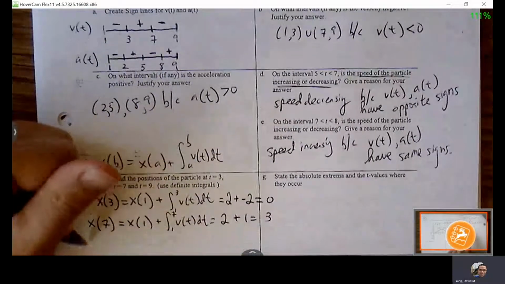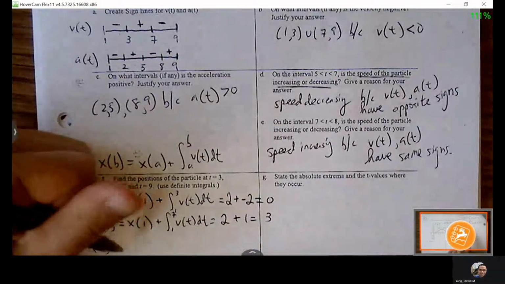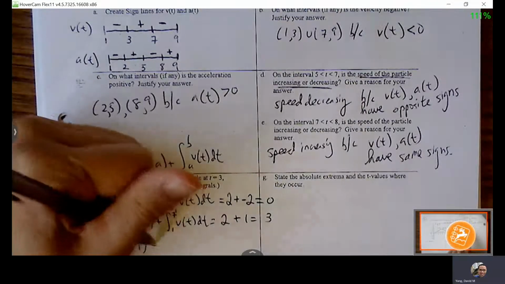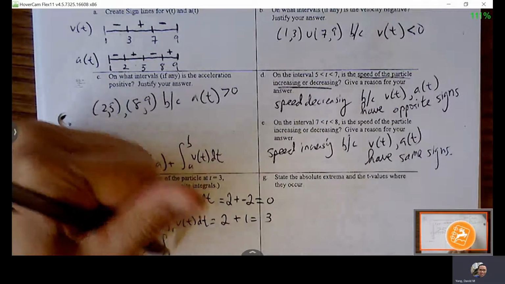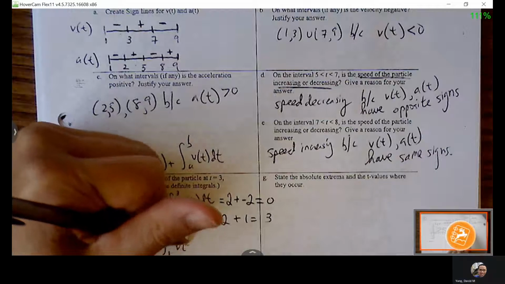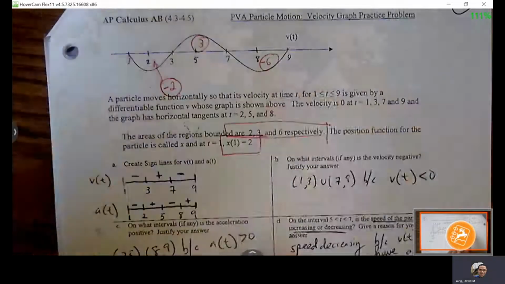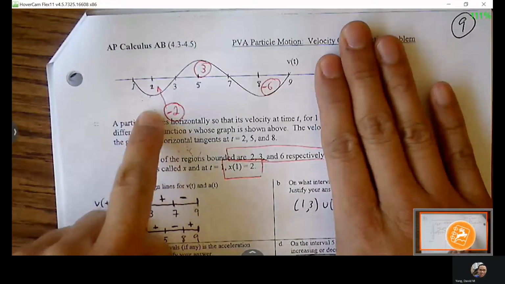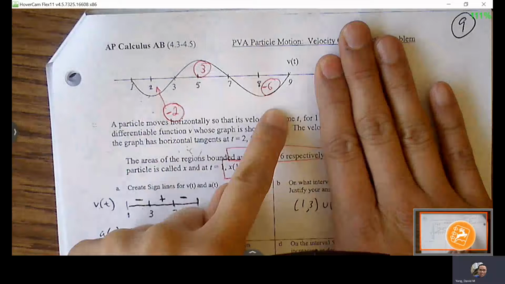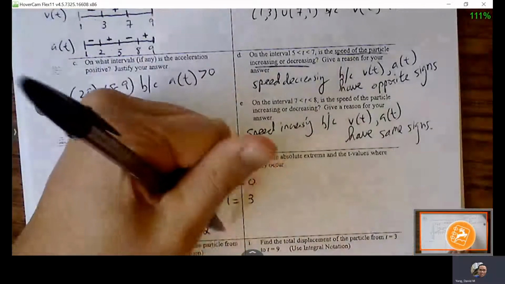Okay, x of 9. Again, I want to start at 1, and I want to map my progress from 1 to 9. Okay, 1 to 9. Negative 2 plus 3, that's 1. 1 minus 6 is negative 5.